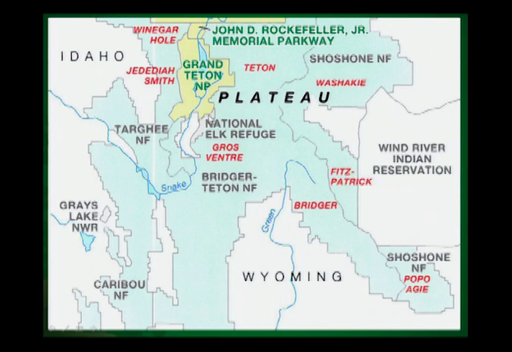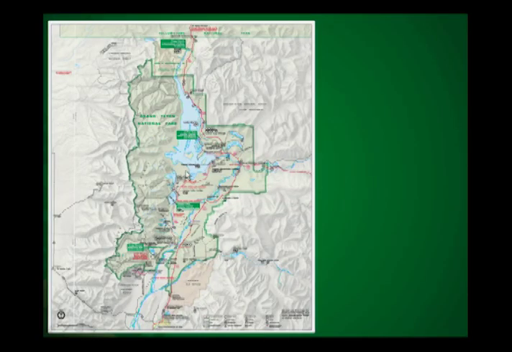So to mitigate and counteract this, managers began feeding elk back in the early 1900s. Eventually the National Elk Refuge was established just to the south of Grand Teton National Park, and this is the primary winter feeding ground for elk. As we look at the National Elk Refuge, this would be Teton Park here, and the National Elk Refuge is just south of that.